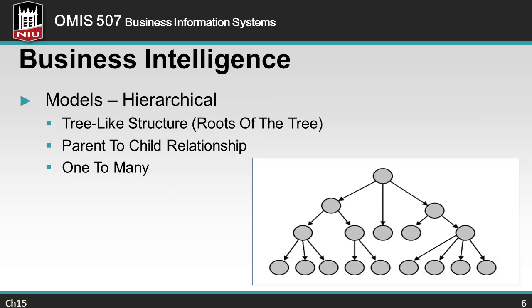The hierarchical model uses a tree-like structure. One object can link to multiple objects through a parent-to-child relationship. One object is the parent to multiple children. For example, a one-to-many relationship exists between NIU classes and students. One class has many students. This structure can limit the possible links.